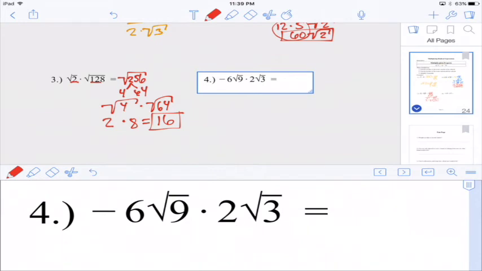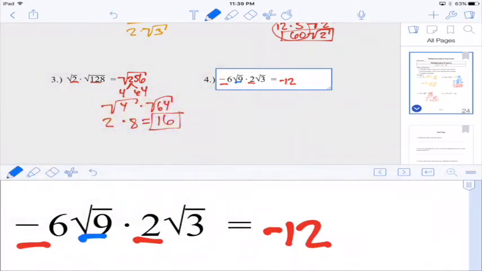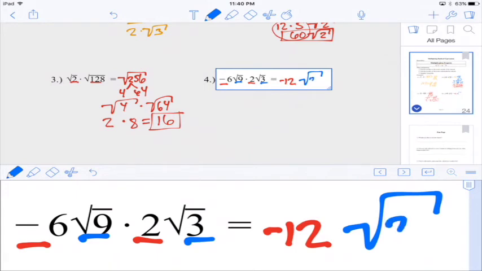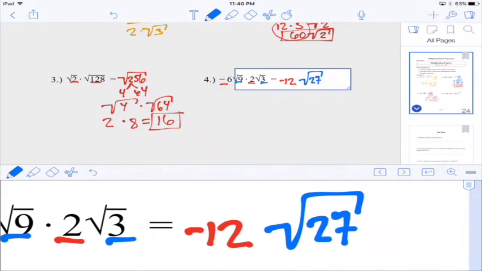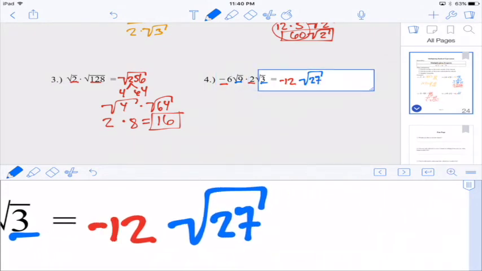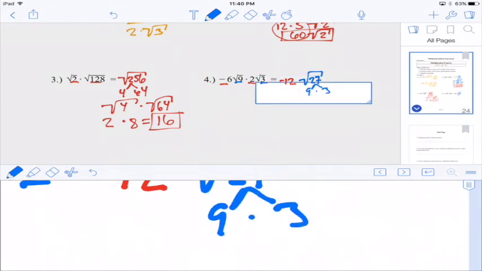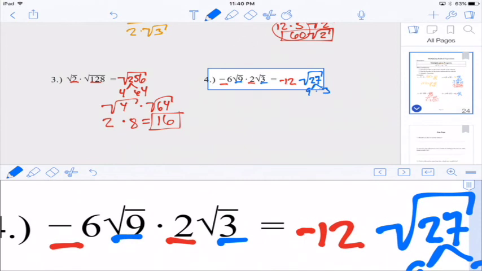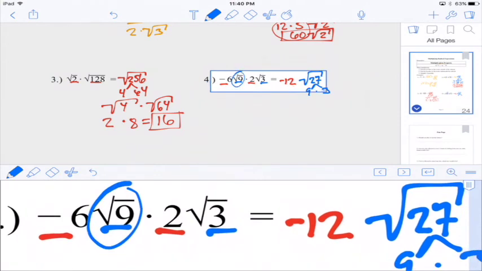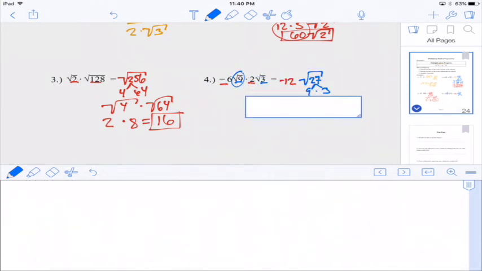Alright, outsides with outsides, insides with insides, so I have negative 6 times 2, negative 12. 9 times 3 is 27. Now I'm looking for perfect squares. So 27, 9 times 3. Well, you could see we probably should have just simplified the square root of 9 at first, but it shows you the steps, so we're going to move on.